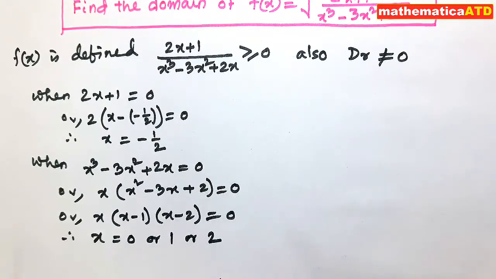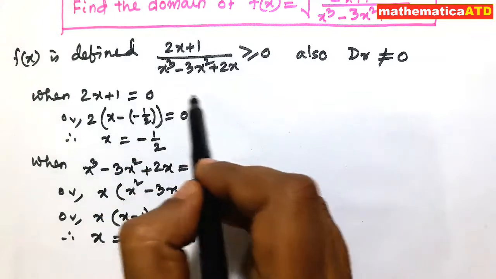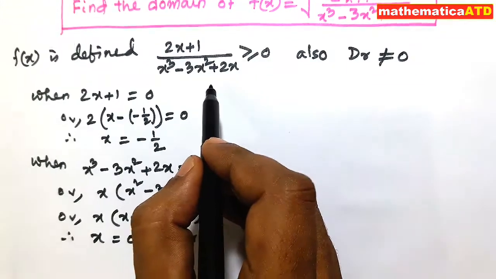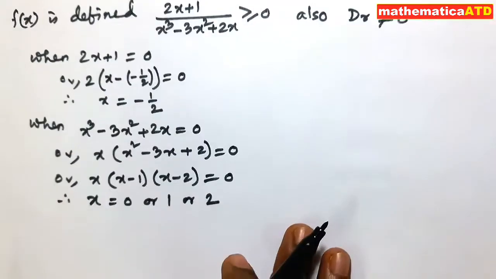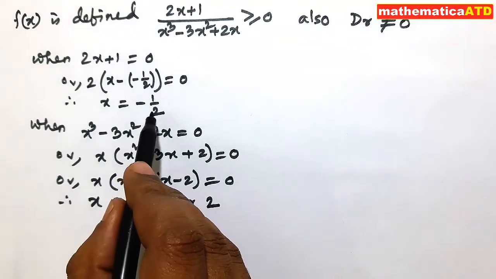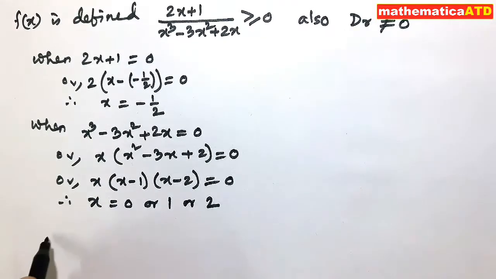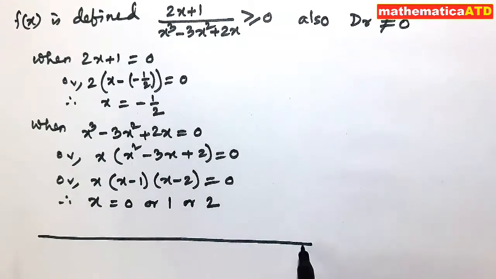Now we shall use the sign scheme for the fractional polynomial (2x+1)/(x³ − 3x² + 2x). So friends, our critical points are respectively −1/2, 0, 1 and 2. So we draw a real line. This is from minus infinity to positive infinity. Here say this is −1/2. This one is 0. This is 1. This one is 2. Like this.